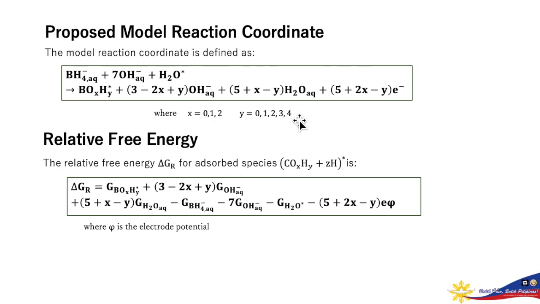The relative free energy change for this particular reaction for a particular BOxHy, I think this is wrong. This should be BOxHy plus zH species, is simply the difference between the free energies of the product and the reactant. So here, the delta G_R for a particular adsorbed species will give us the relative free energy of that particular adsorbed species on the surface with respect to our reference state, which is the aqueous phase borohydride and hydroxide ion.